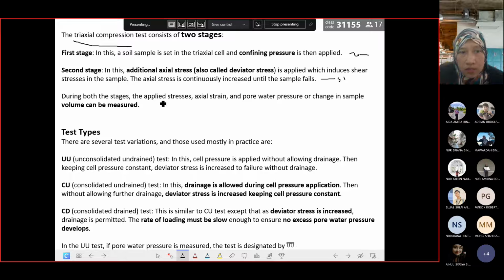So during both the stages, the applied stress, axial strain, pore water pressure or change in sample volume can be measured. So kita boleh nampaklah berapa volumetric strain ataupun what is the pore water pressure, the changes in the pore water pressure. So I just highlighted three different types of triaxial test. Sama ada UU, CU dan juga CD. Yang ni lebih kepada refresh balik apa yang you dah pernah belajar dalam geoteknik dan juga soil mechanics. Okay, kat mana yang you allow drainage, kat mana yang drainage is not allowed. So kat mana berlakunya deviatoric stress increase, kat mana deviatoric stress remain constant.